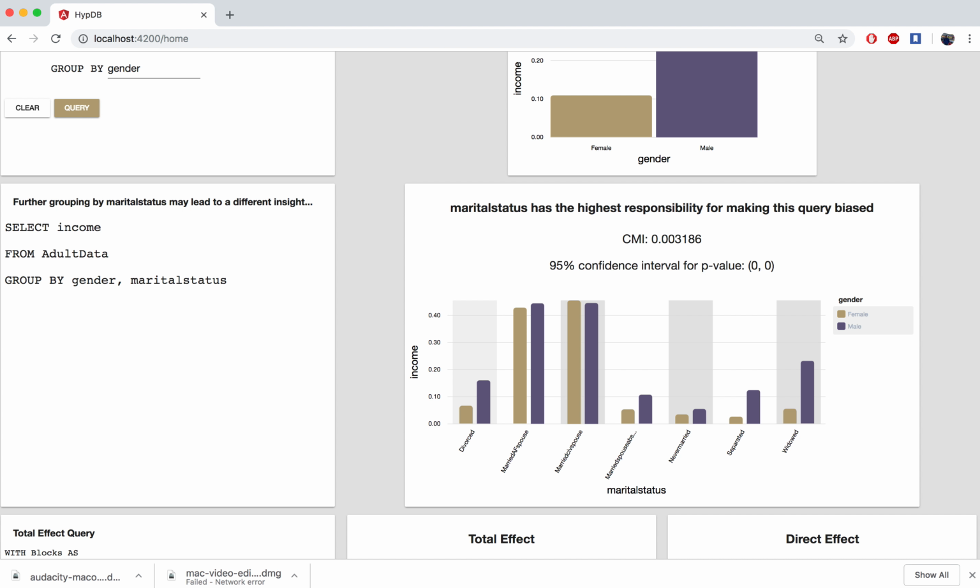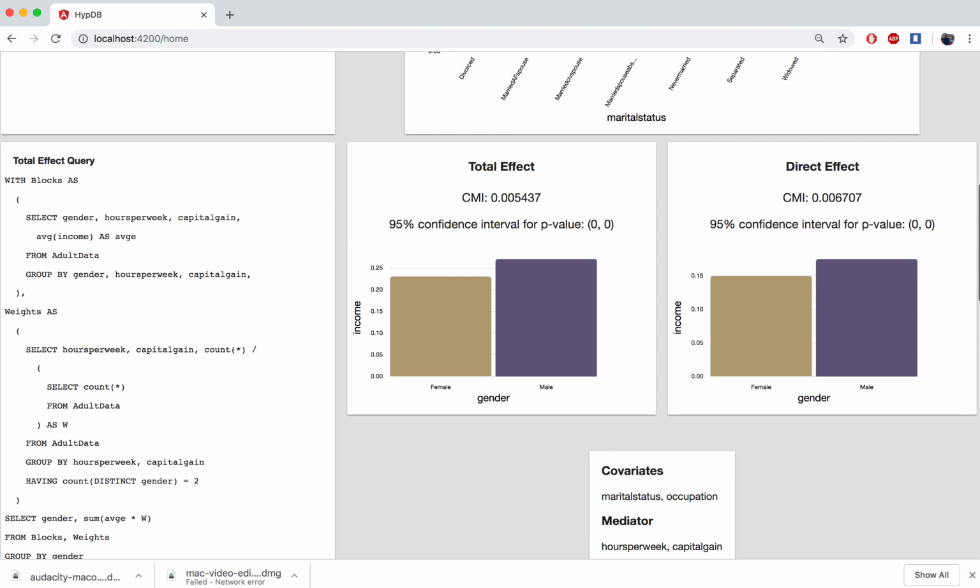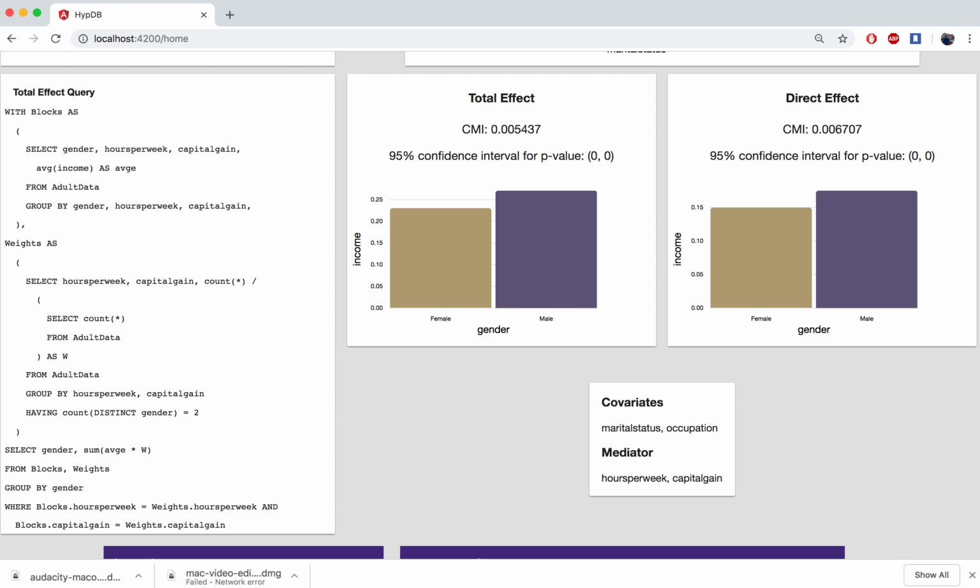First, HypDB warns the user that further grouping by marital status would radically change the insight that we obtained by the naive SQL query. As you observe right here in this bar diagram, these two bars essentially show that there is no significant difference between the males and females' income, but for single individuals, the gap is still huge. Next, to remove the bias from the initial SQL query, HypDB rewrites the query to control for the confounding variables. Here you see the rewritten query associated with the naive one that we started with.